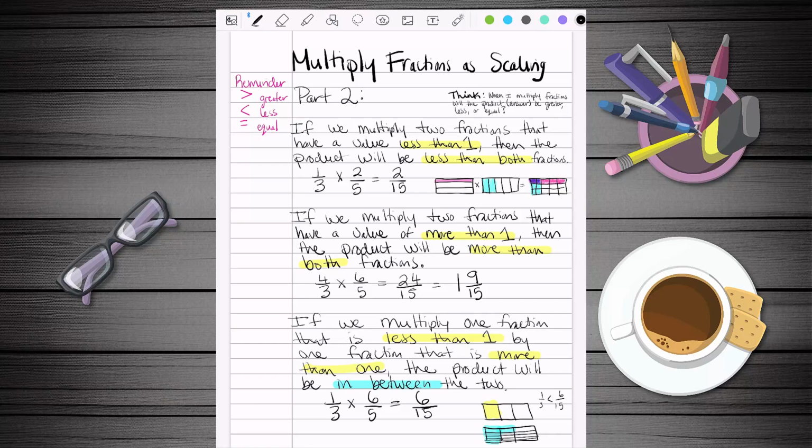Now hopefully you found part 2 interesting, but remember part 1 is the most important part for us in our 5th grade learning right now.